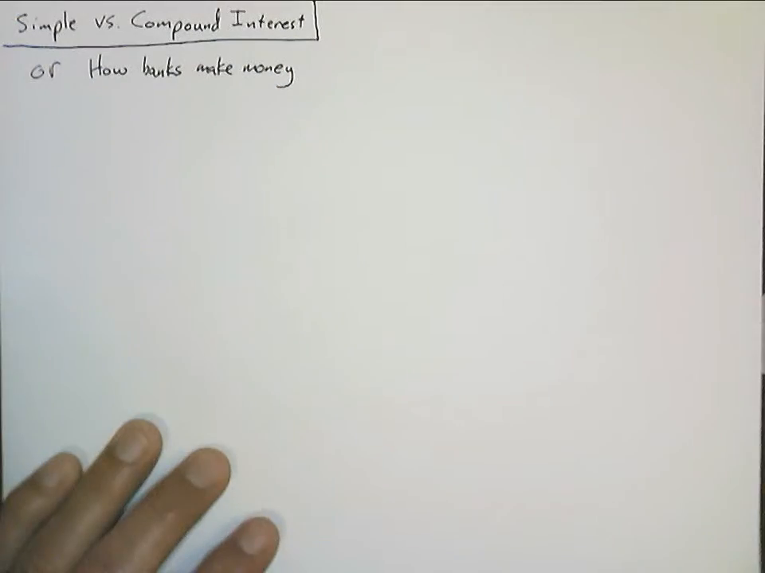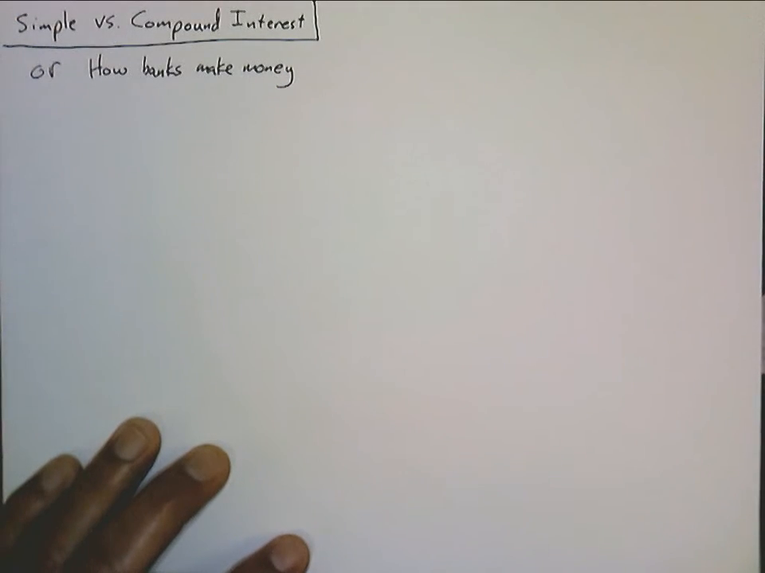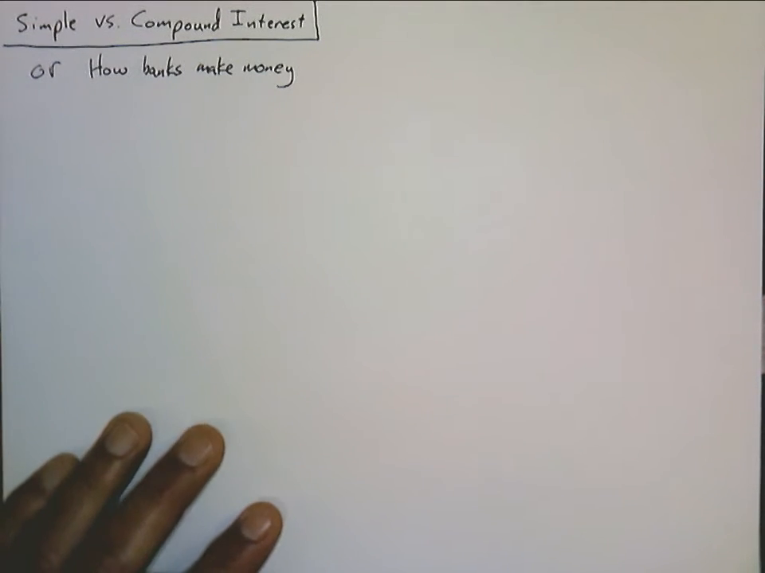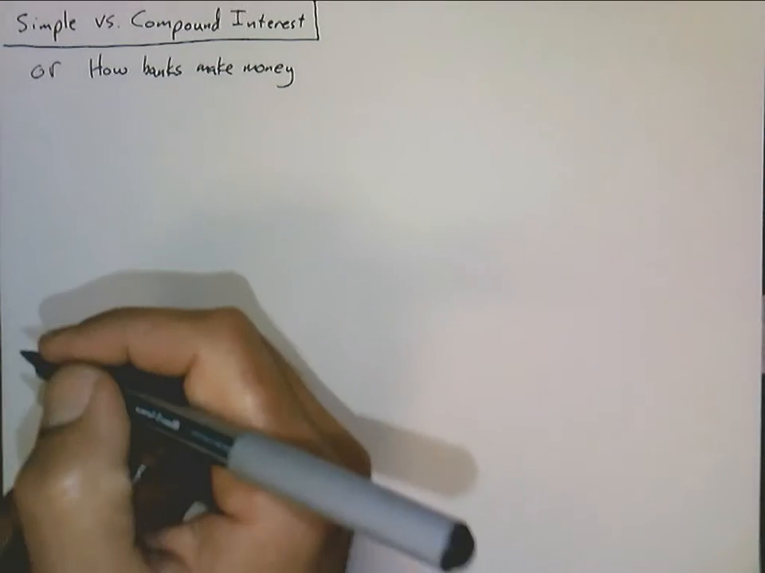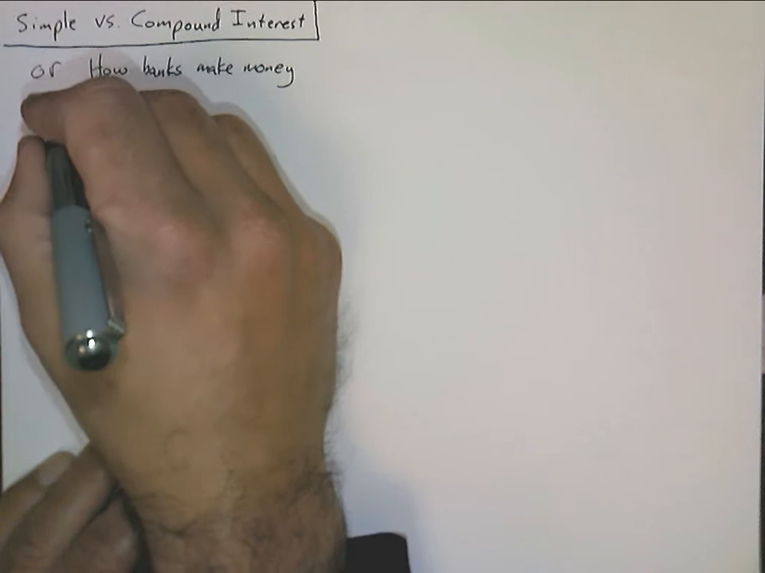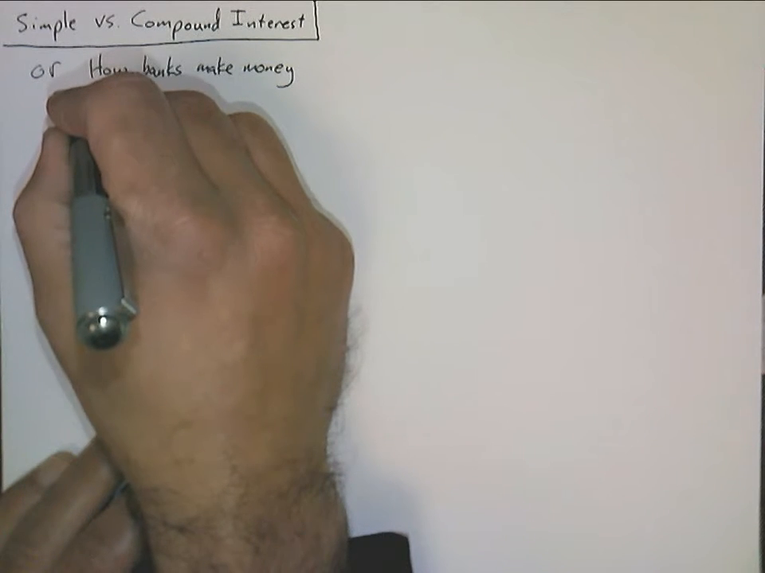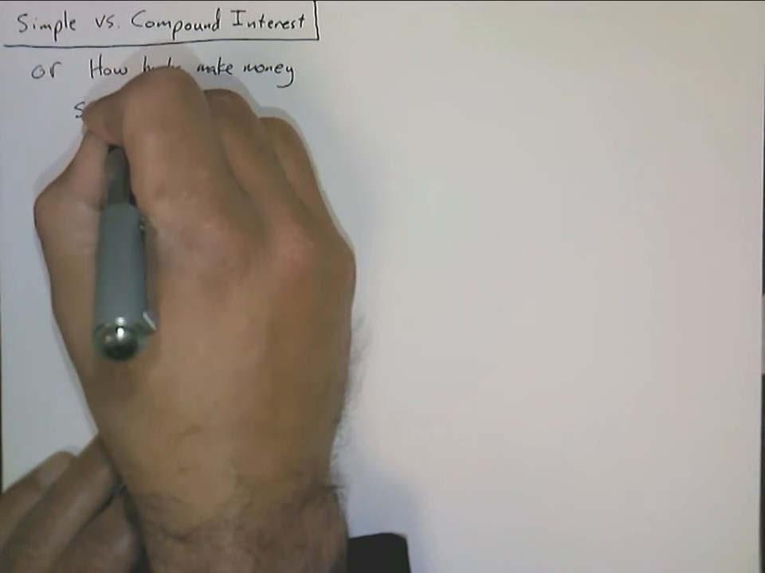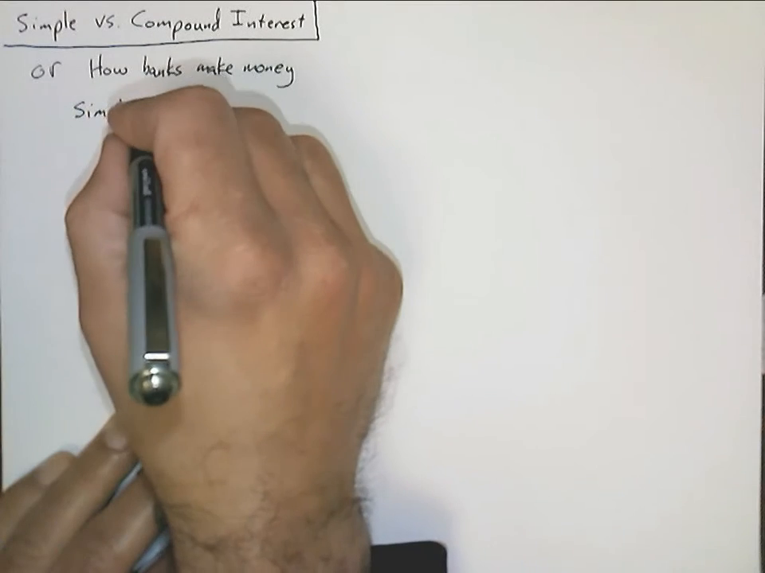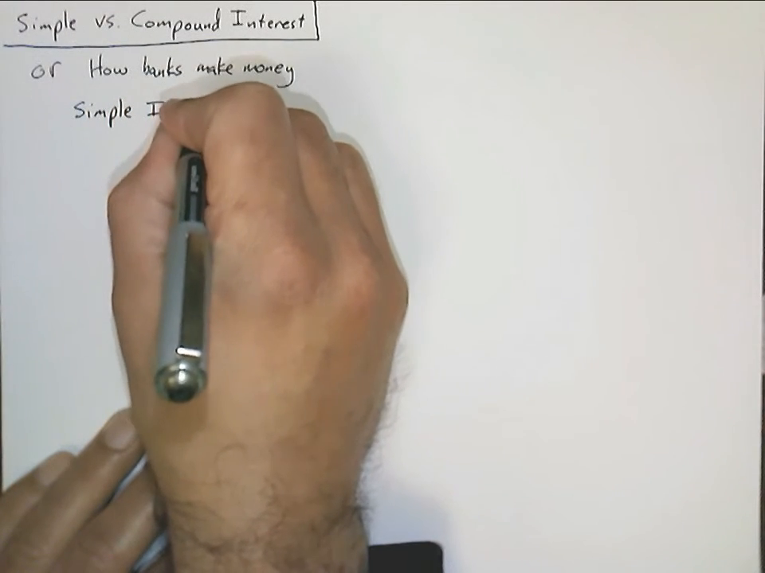So the basic idea here is banks issue loans. They will loan you some money, but they're not going to do it out of the goodness of their heart. They're going to charge you money for you to use that money. So you have to pay back more than what you borrowed back to the bank. And the way they calculate how much you're going to have to pay them back is through interest. The first kind of interest is called simple interest.